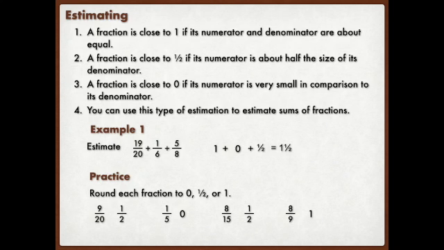Okay, 9 over 20, it's very close to 10 over 20, so I could estimate that to a half. 1 over 5 is close to 0 out of 5. It's closer to the 0 part than the 2 or 3, so that would be 0. 8/15 is very close to 8/16, which would be about half. And then 8 over 9 is very close to 9 over 9. That would be 1. So I'm just estimating.